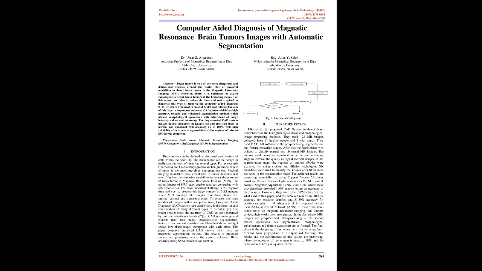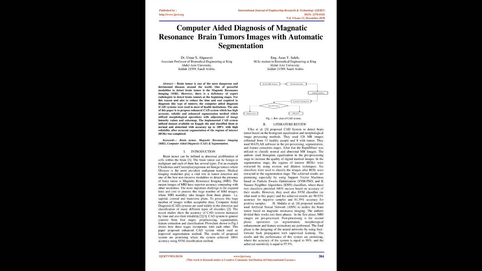The most important challenge is the required time and cost to process this huge number of MRI images, where the MRI modality takes images from 3 planes, i.e. sagittal, coronal, and transverse planes. To process this huge number of images within acceptable time, computer-aided diagnosis, CAD, systems are used widely in the detection and classification of many different types of disorders too. Recent studies show the accuracy of CAD systems has increased over time, and also their reliability.